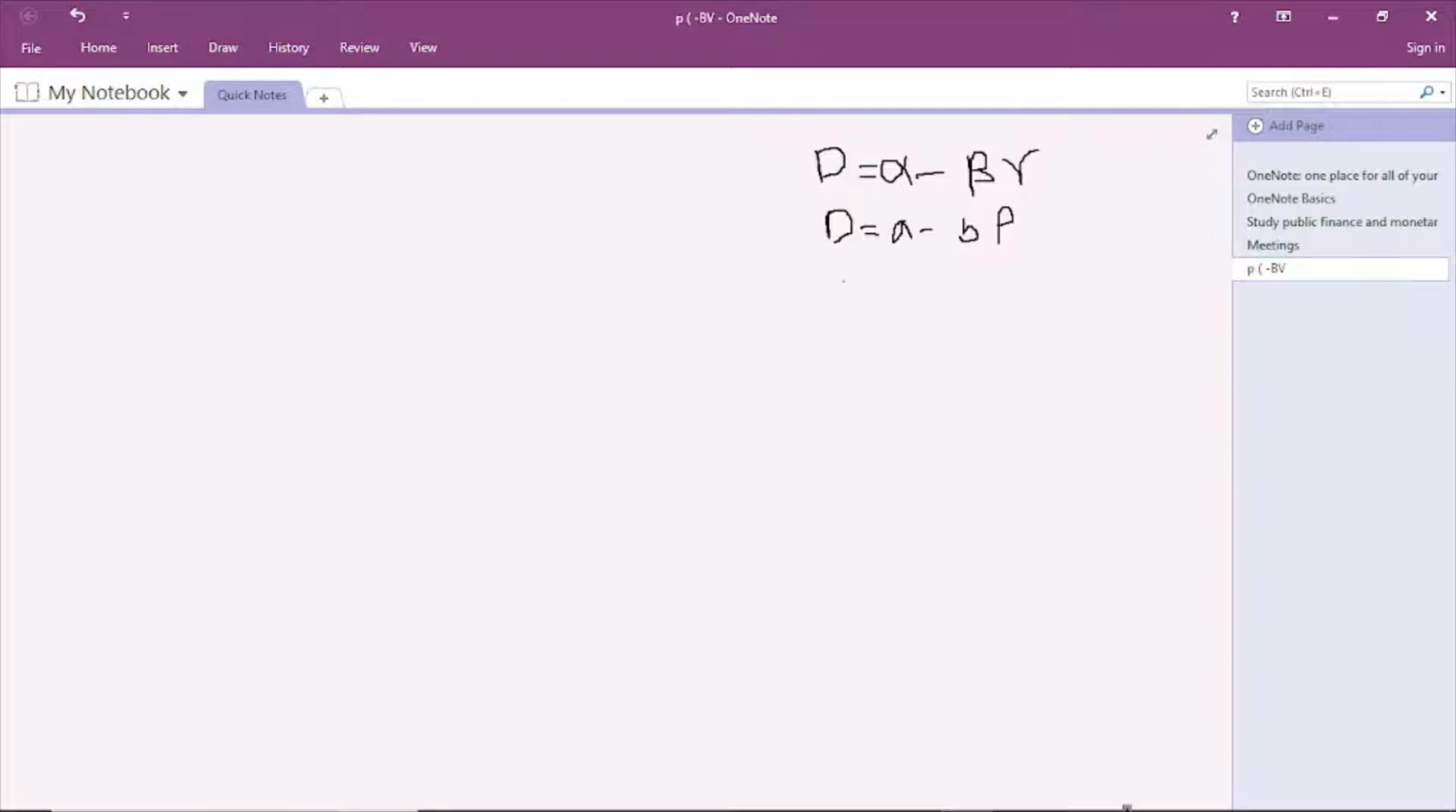And then I also showed you that supply is equal to alpha plus beta, and then this Y. So this S stands for supply, and this Y also stands for price. There is a relationship between supply and price as well. So I just wanted to clarify this. Now let us see how we can solve equations.